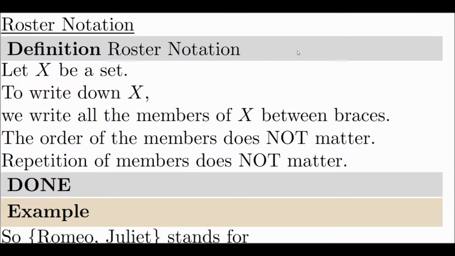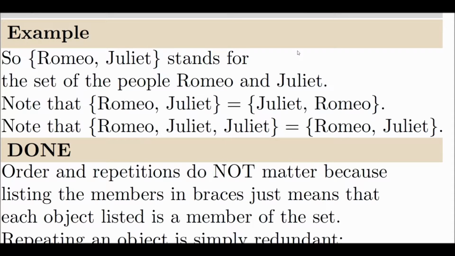So here's some notation for writing down a set. This is called roster notation. So let capital X be a set. If you want to write down capital X, you'll write down all the members of X in between braces. The order of the members doesn't matter, and repetition doesn't matter. So here's an example of this.